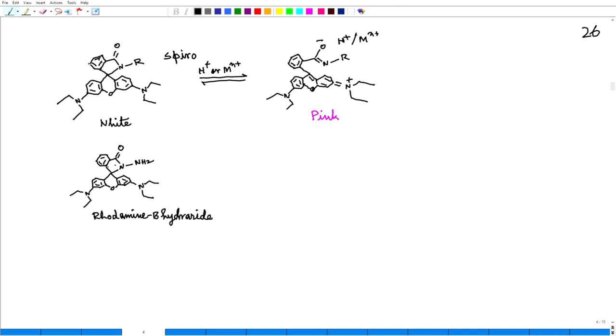And this moiety likes copper. So when I put copper 2 plus, if I remove copper 2 plus and make it basic, it will come to this. This is a white color. You put copper and again it will become pink.